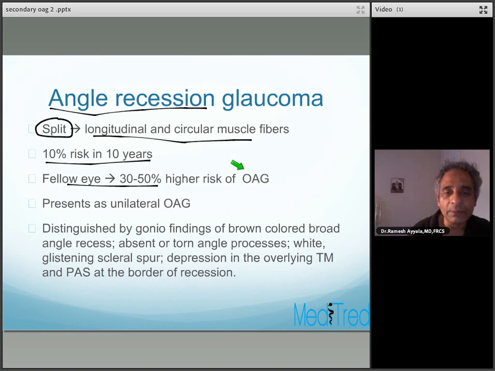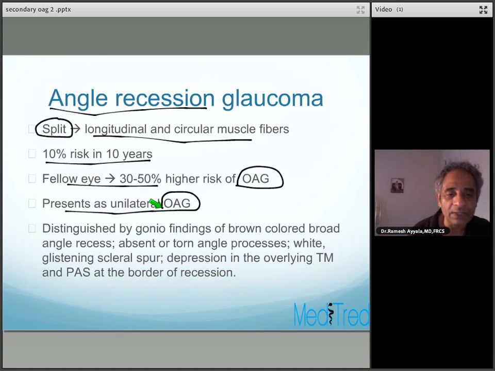And so some authorities believe that those patients who develop glaucoma following trauma have an increased susceptibility to develop glaucoma in the long term anyway. These angle recession glaucomas can present to you as unilateral open angle glaucoma, one of the many causes that we will discuss in a later topic that can present as unilateral glaucomas.